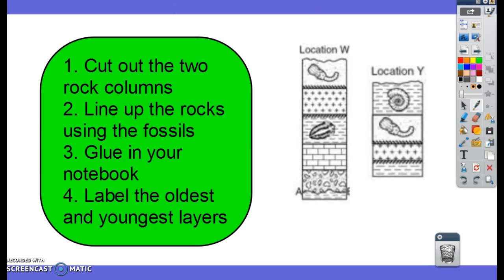So here's what I need you to do. On your desk, you should have a cutout here, okay? What I need you to do is cut out these 2 columns of rocks and line them up. You're going to glue them in your notebook, and then you're going to label the oldest layer, the oldest rock, and the youngest rock, just like how we did in the notes, okay?